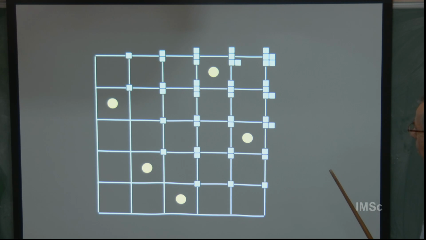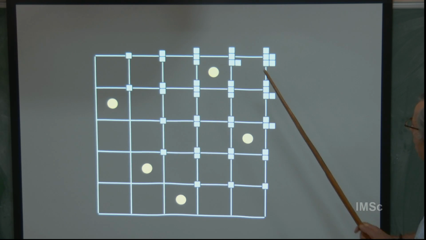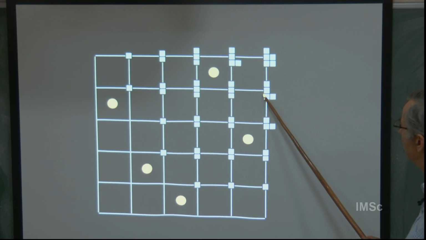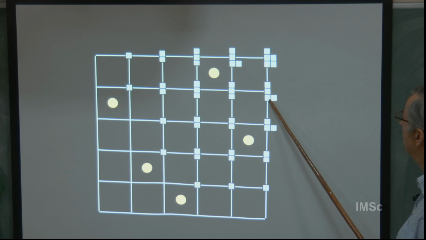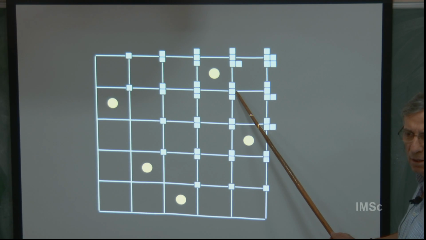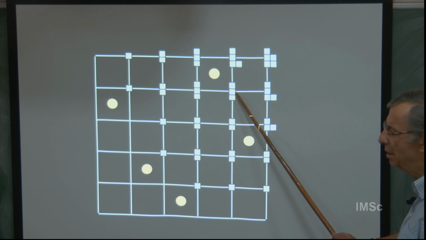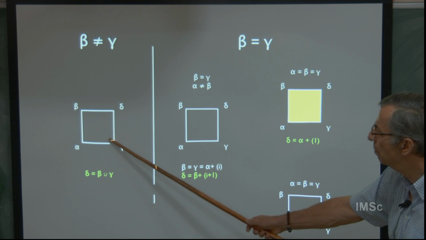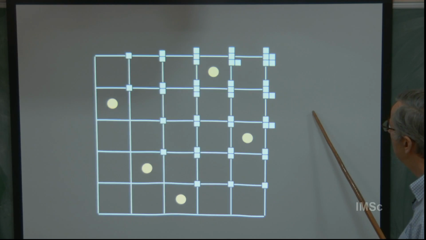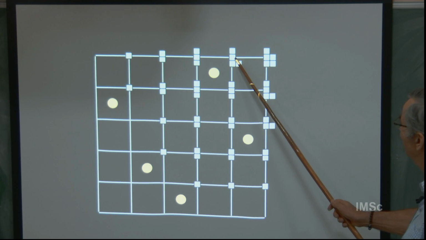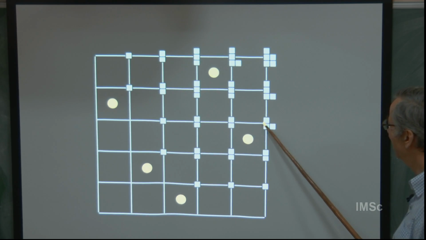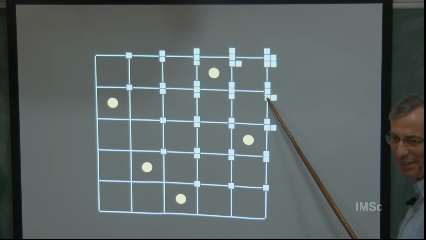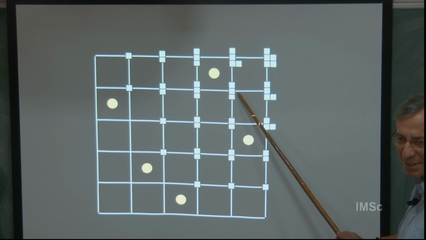And the top right corner is also. And here, for example, yes, I have the same, but here it's not. So I am the first case on the left. This case is this one. Beta is different of gamma. No, here, they are equal, but the one is not the same.